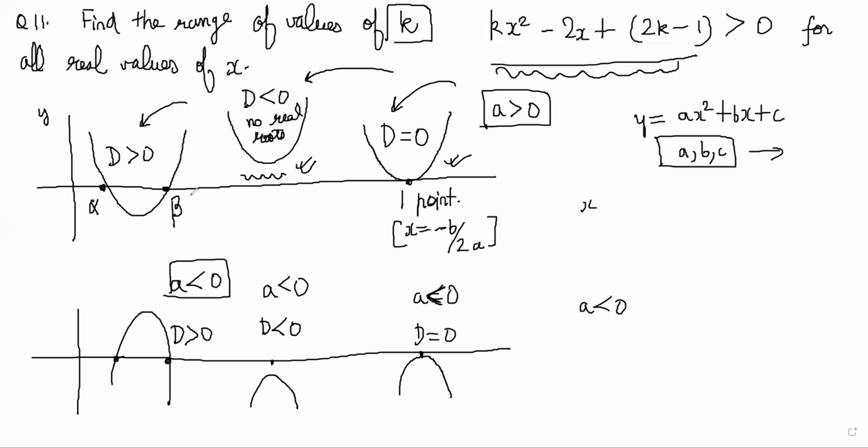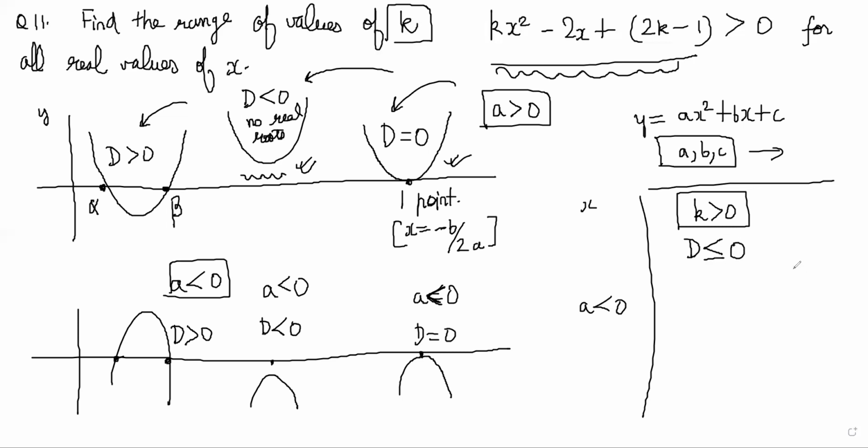Correct. So first of all, now let's look at the conditions and just simply apply those conditions. So obviously you should have k greater than 0, right? Then only it will face upwards, right? This parabola. And you can have basically discriminant should be either less than or equal to 0, right?